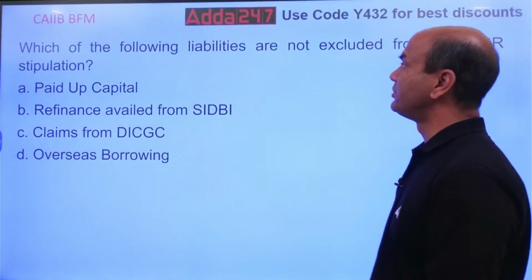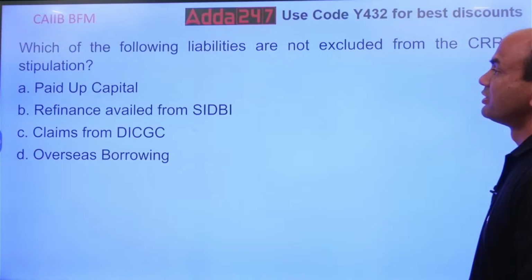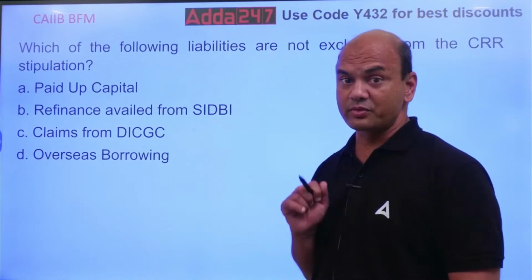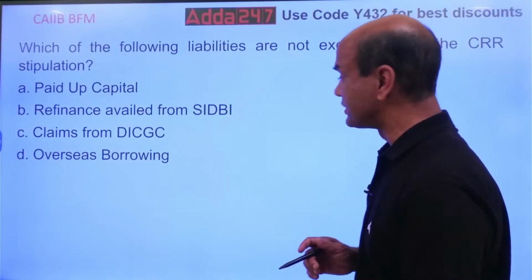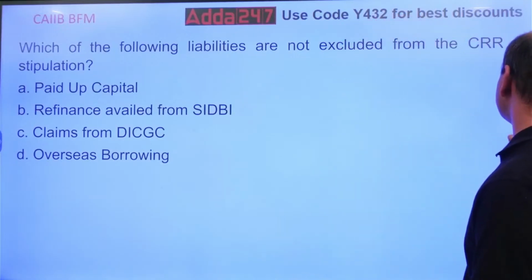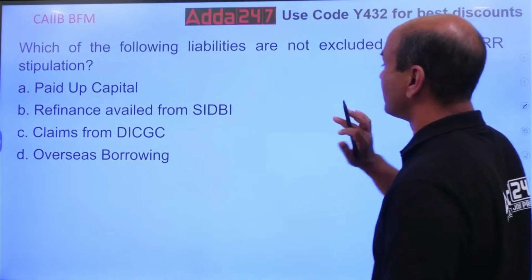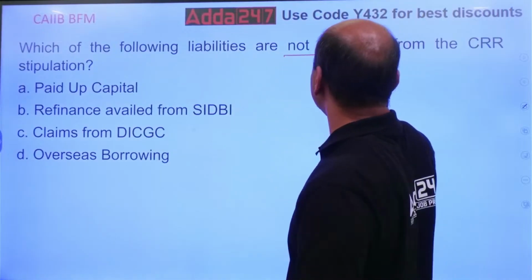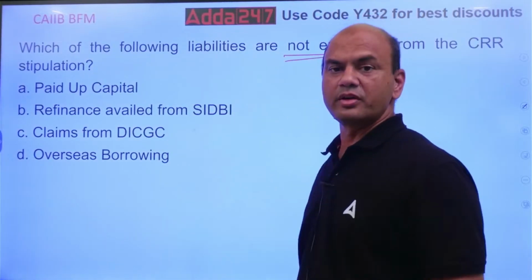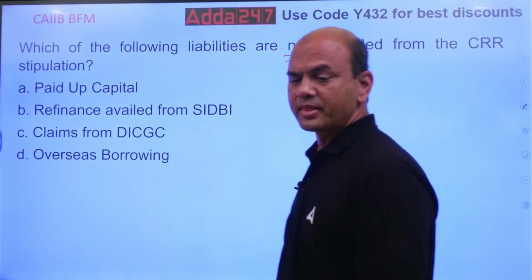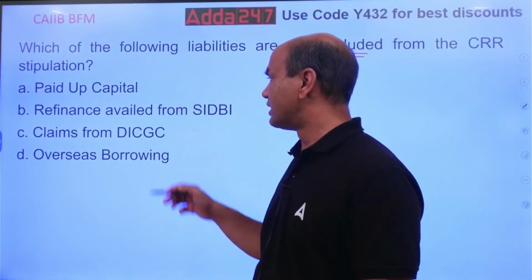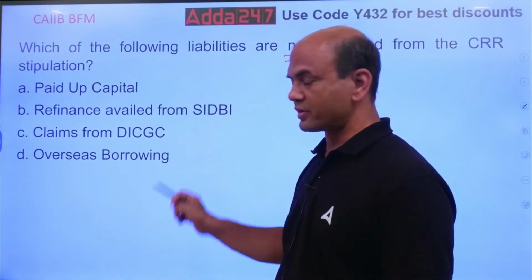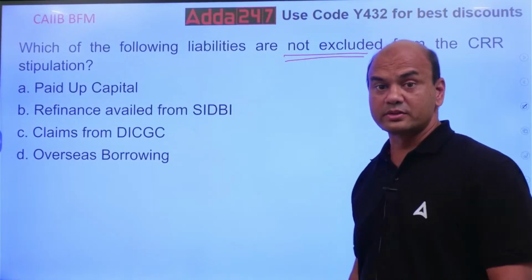Which of the following liabilities are not excluded from the CRR calculations? Understand the question. Which of the following liabilities are not excluded? They are not asking which are excluded. They are asking which are not excluded from the CRR calculations. Paid up capital, refinance from CAIIB, claims from DICGC and overseas borrowing. Not excluded.